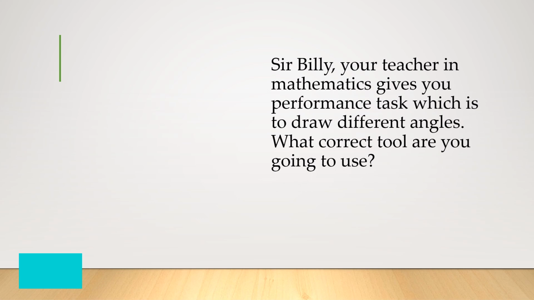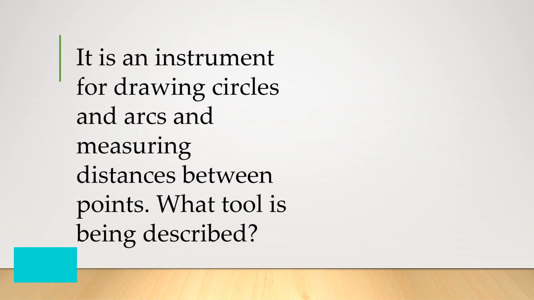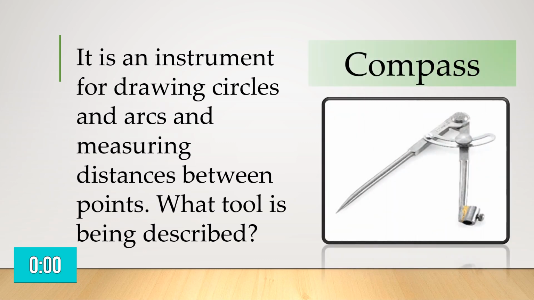Sir Billy, your teacher in mathematics, gives you a performance task, which is to draw different angles. What correct tool are you going to use? The correct answer is protractor. It is an instrument for drawing circles and arcs and measuring distances between points. What tool is being described? The correct answer is compass.